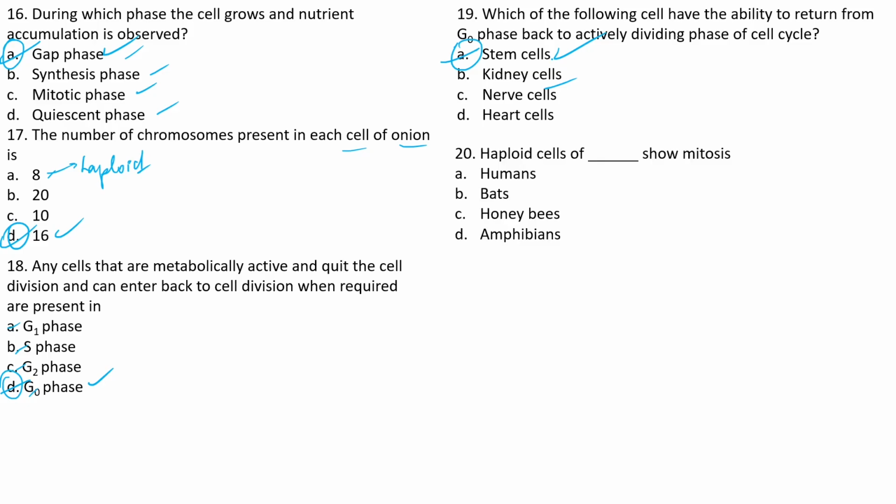The next one: haploid cells of dash show mitosis. Humans, bats, honeybees, and amphibians. It's an easy question. It is mainly the honeybees. Haploid cells of honeybees show mitosis. So C is our right answer.